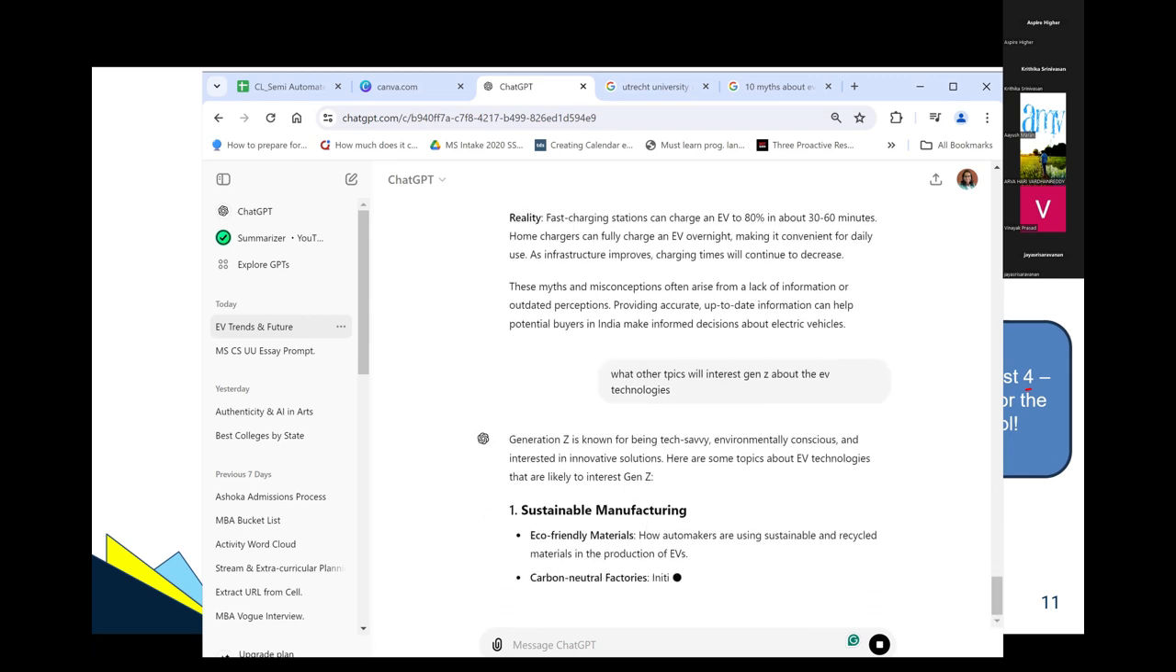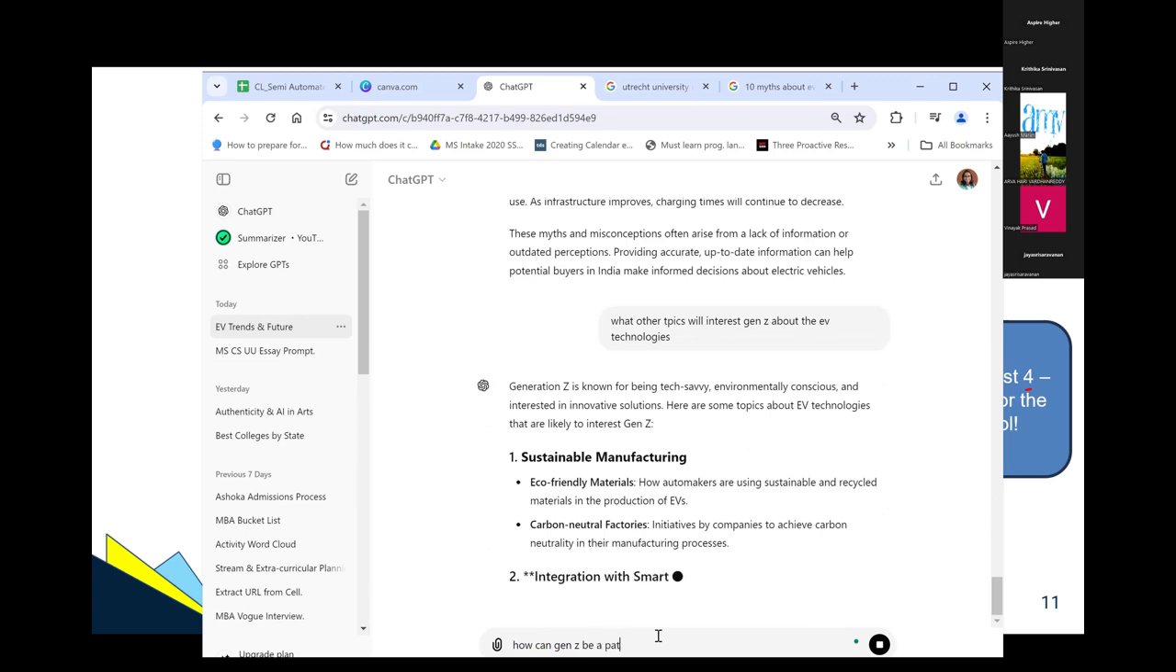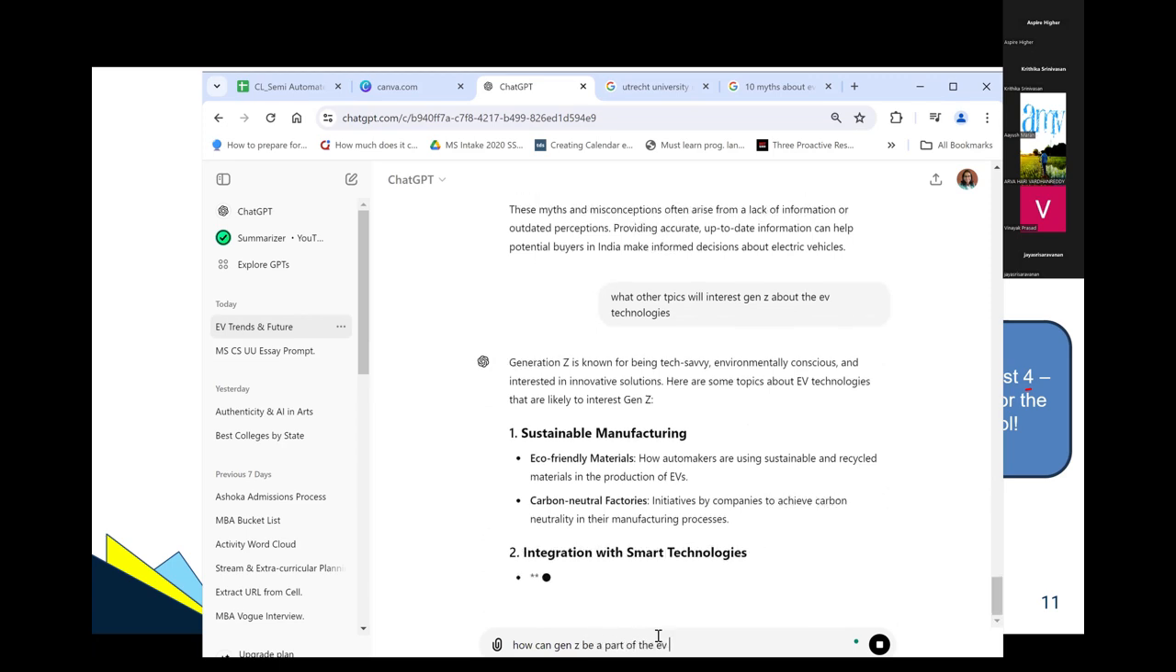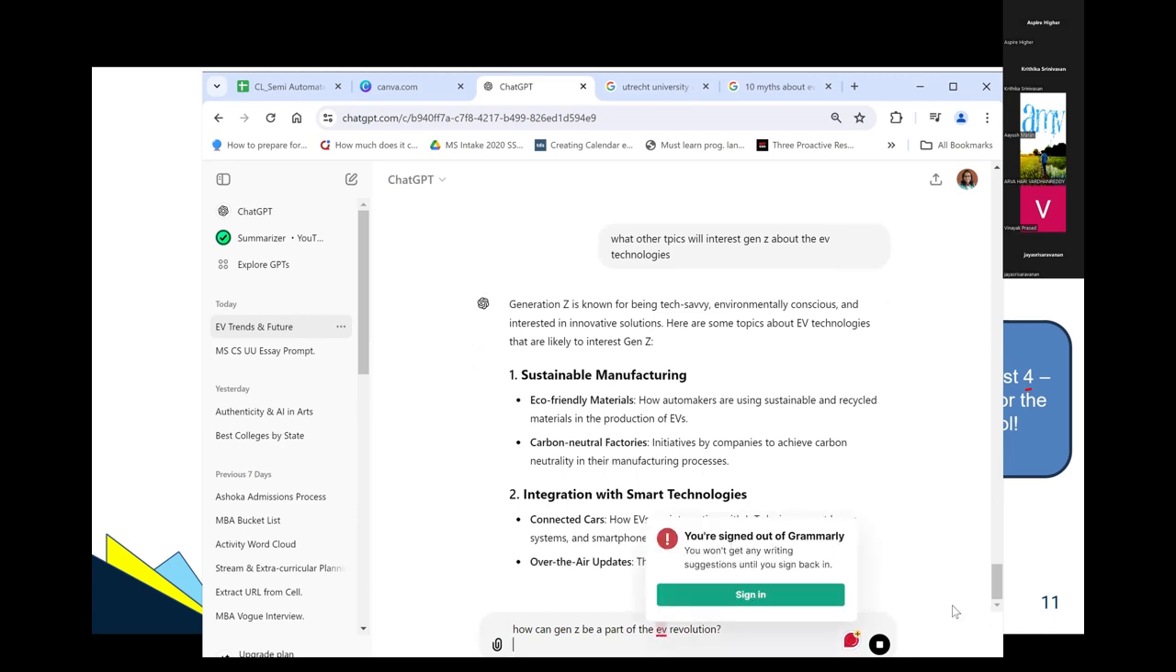Okay. So now maybe I can then think about, how can Gen Z be a part of the EV revolution. Or I can think of it this way, maybe.